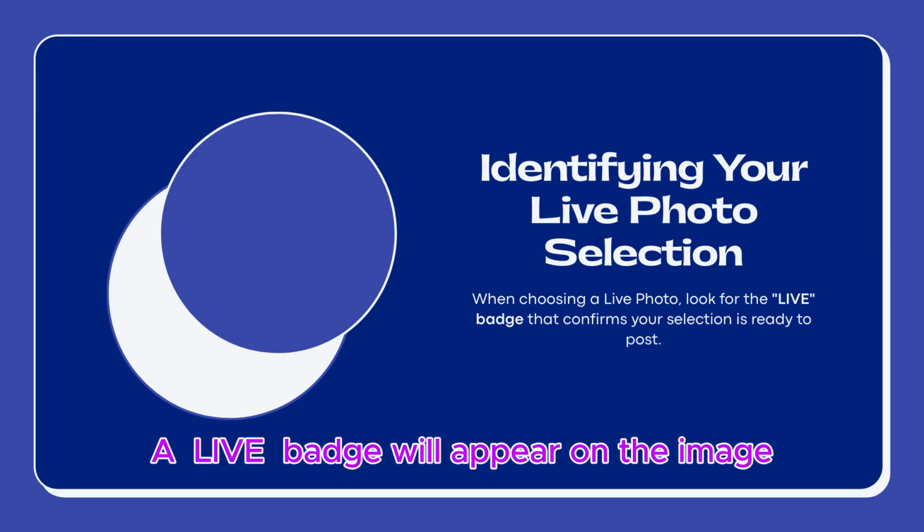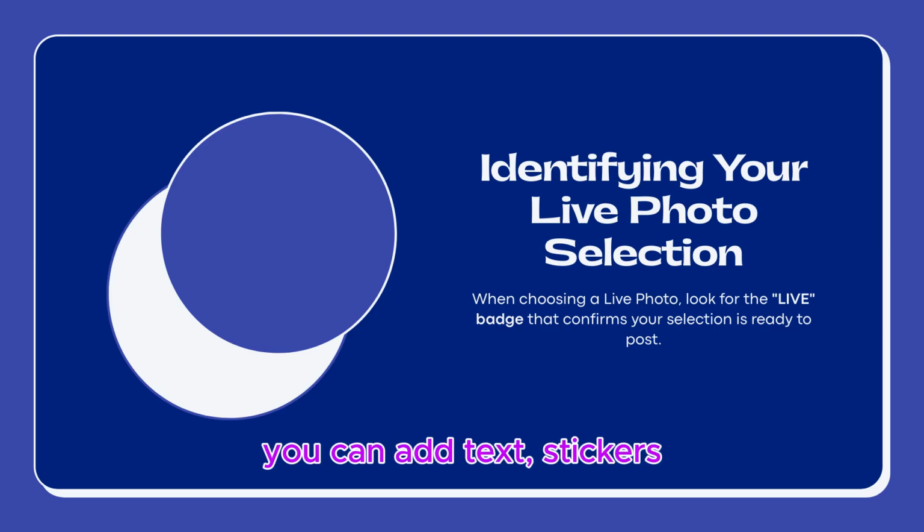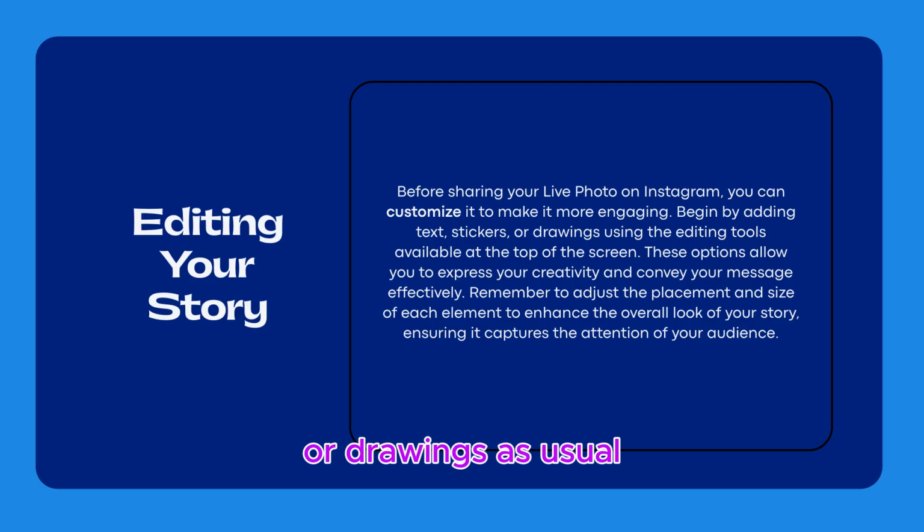A live badge will appear on the image. Before posting, you can add text, stickers, or drawings as usual. When you're ready, tap your story to share it.